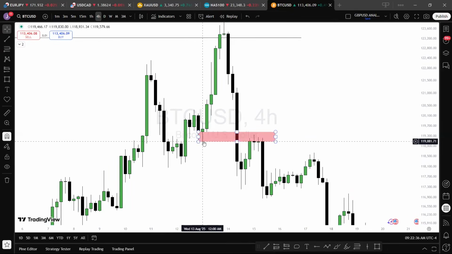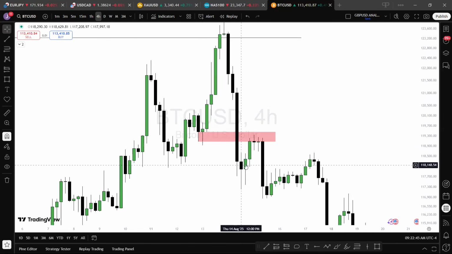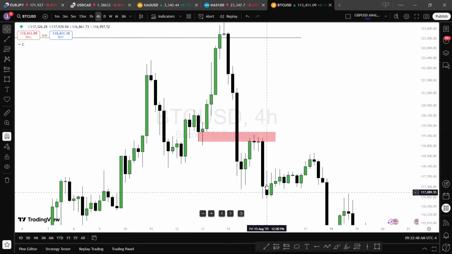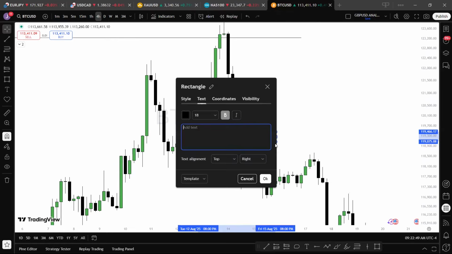So you can see here the breaker block from the low to the close of this candle. Actually, the most sensitive part of the breaker block is from the wick to the candle's close. So for this bearish candle, it is the low to the close of this candle. You can see how price reacted and then fell lower. So we just name it a breaker block. This is a bearish breaker.